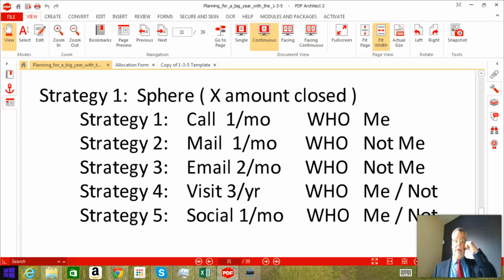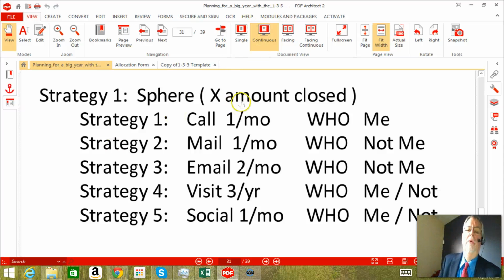How about email? Are there some drip email systems that you could come up with? Are there people you could pay money to? Visiting them 3 times a year is probably going to be you. Social media, you can hire people to do some of that for you, but it's probably going to be you. But some of this you could automate.